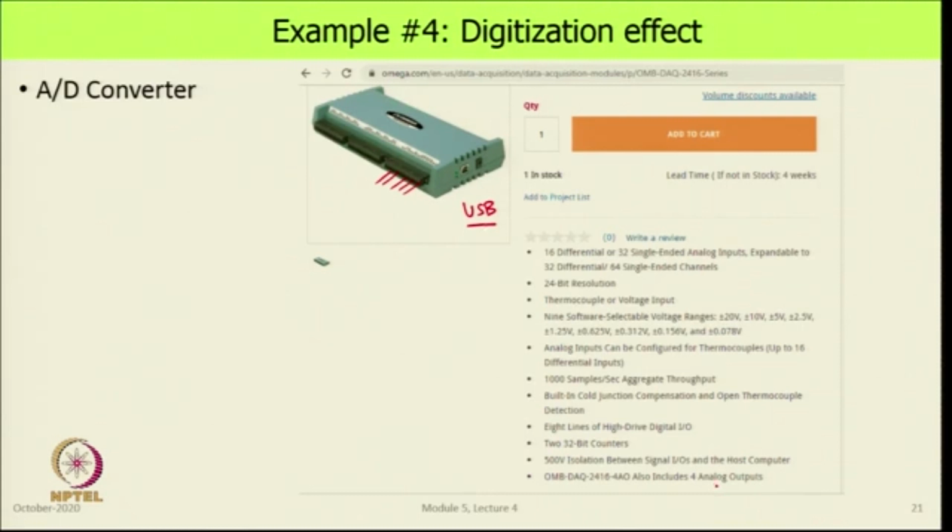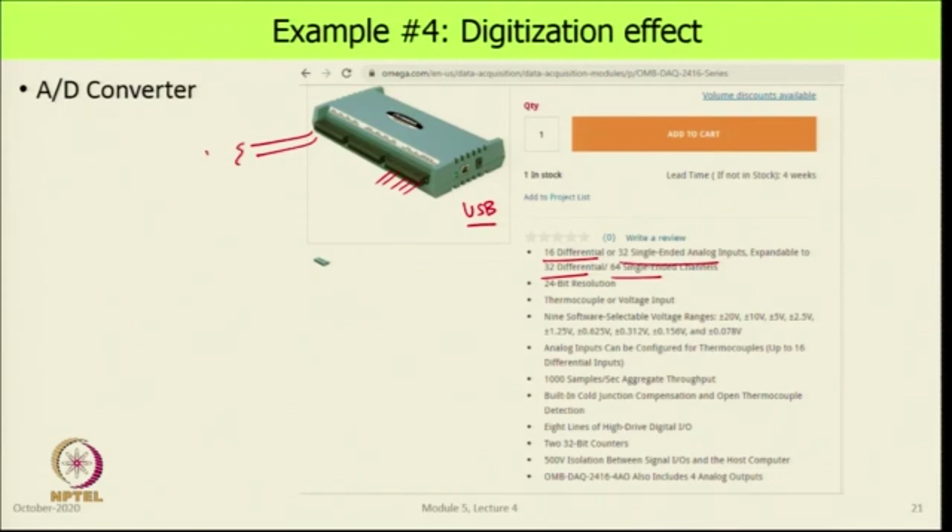So, let us see what they tell us. If you have to select an A to D converter, and from there we get the uncertainties due to the digitization, here is what we have to see. They say that in this particular case there are 16 differential or 32 single-ended analog inputs, expandable to 32 differential or 64 single-ended channels. Differential means you have both signal wires coming in from each instrument. So, from one sensor we get 2 wires, as we saw in the thermocouple.